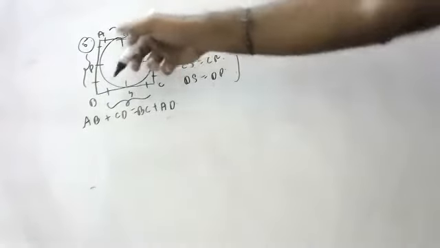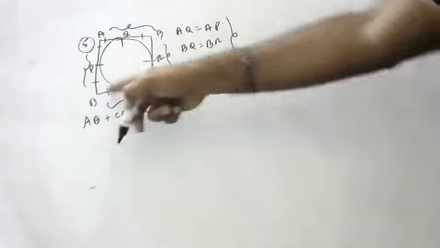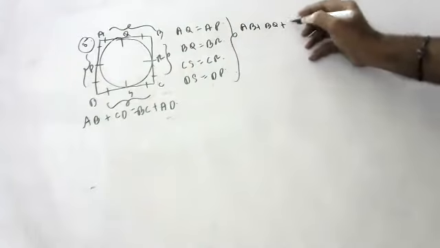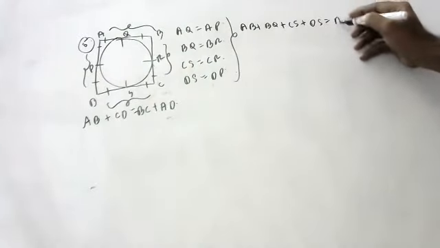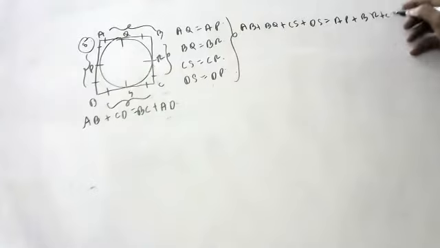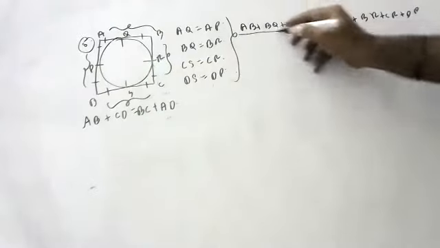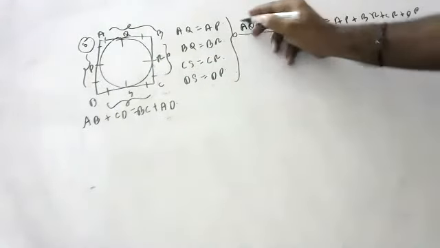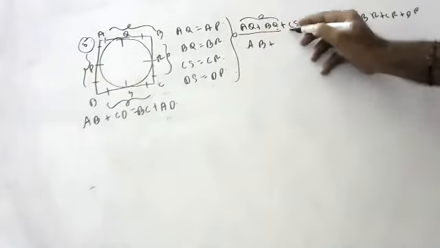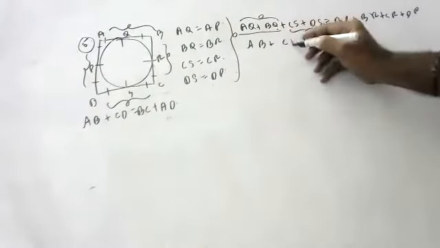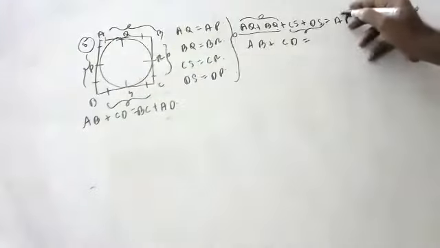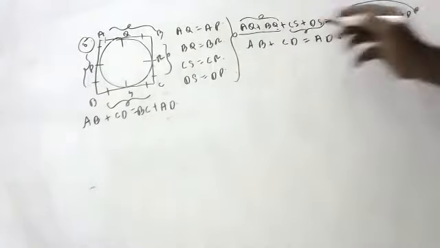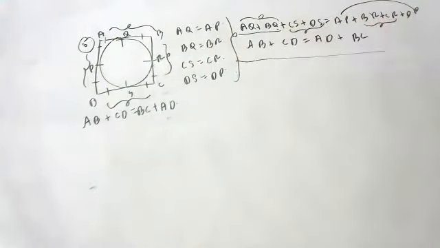So AB means AQ plus BQ. DC means DS plus SC. If you add all, AQ plus BQ plus CS plus DS is equal to AP plus BR plus CR plus DP. AQ plus BQ, what can we write, children? AB. CS plus DS, CD. AP plus DP, AD. And BR plus CR, BC. The same question they have asked in the textbook.